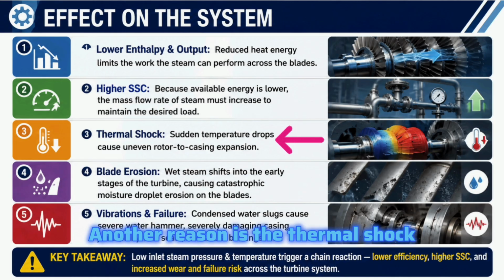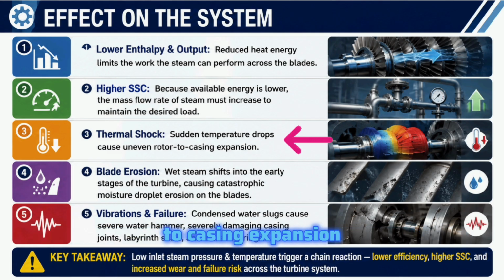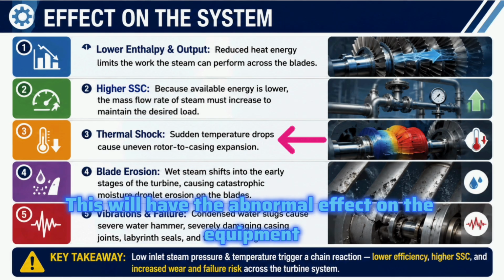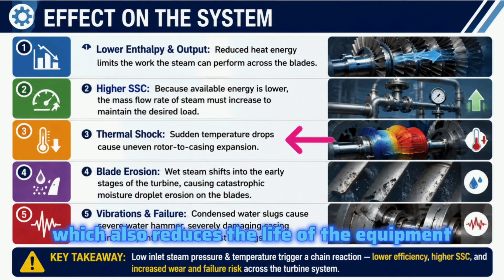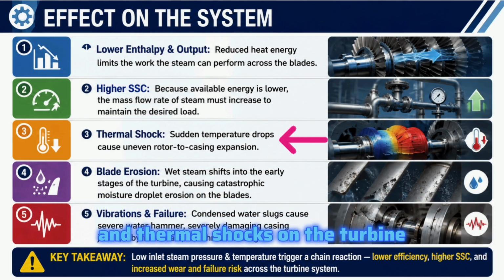Another reason is the thermal shock. Sudden temperature drops cause uneven rotor to casing expansion. This will have an abnormal effect on the equipment, which also reduces the life of the equipment and increases the maintenance cost due to uneven expansion and thermal shocks on the turbine.